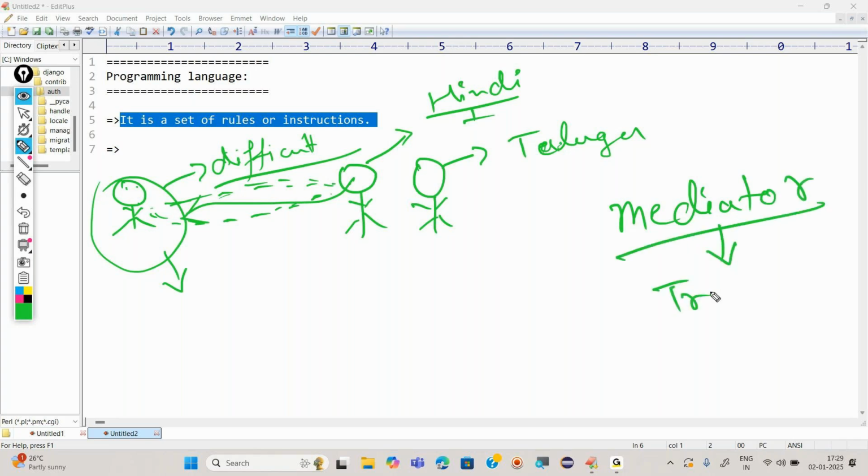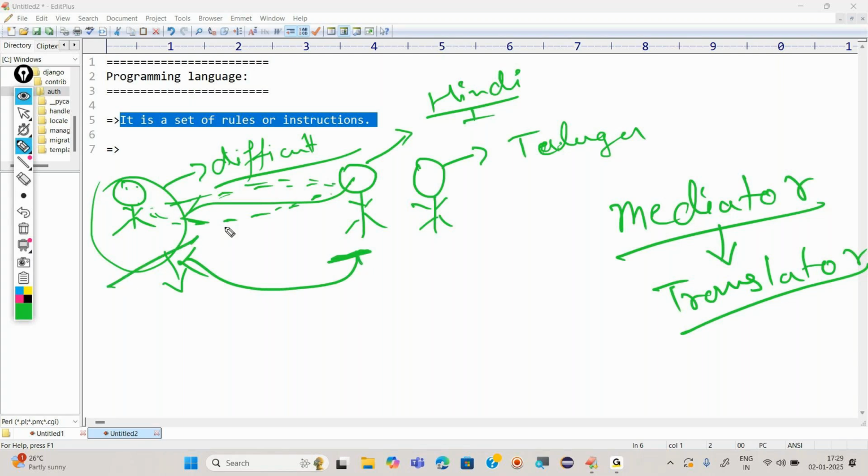who is converting or translating, you can say a translator. We also call it a translator. He is translating everything to the person, and the same person is translating whatever he says to the other person as well. That means this person is a translator between one person and another, and vice versa. There should be one person to translate from Hindi to Telugu, or Telugu to Hindi.